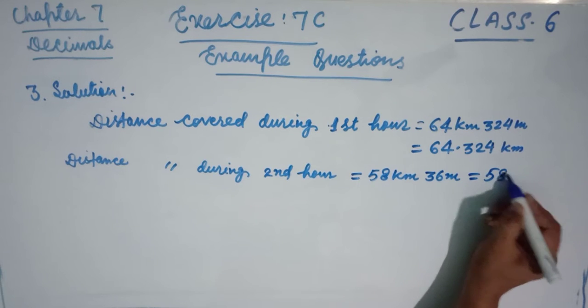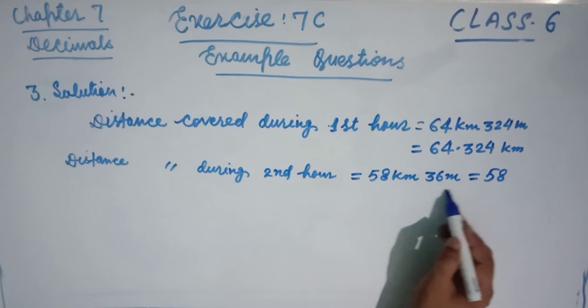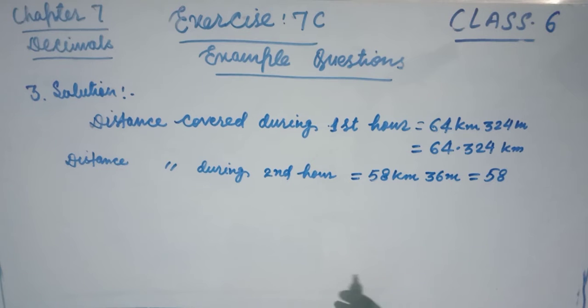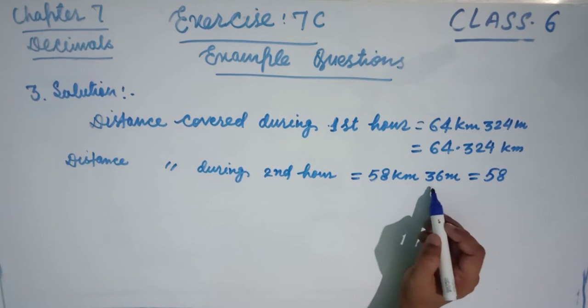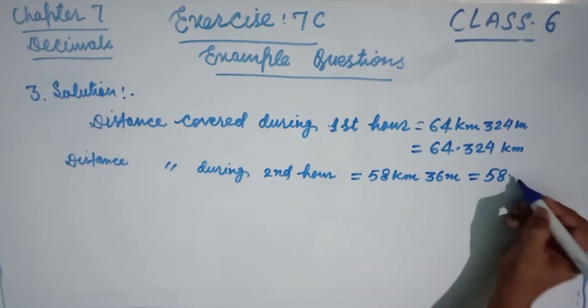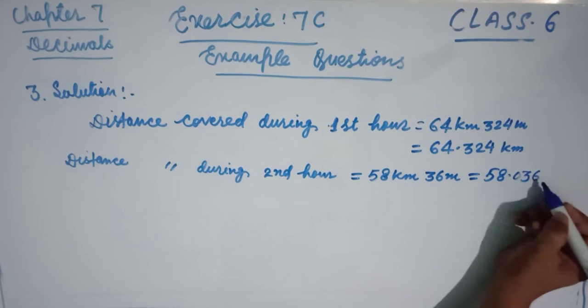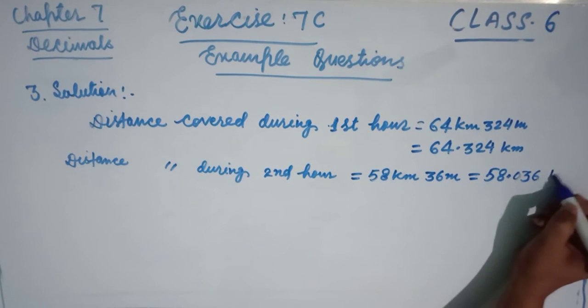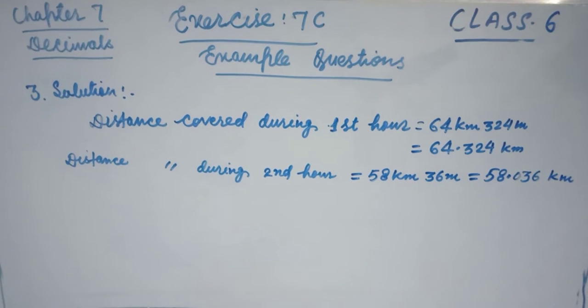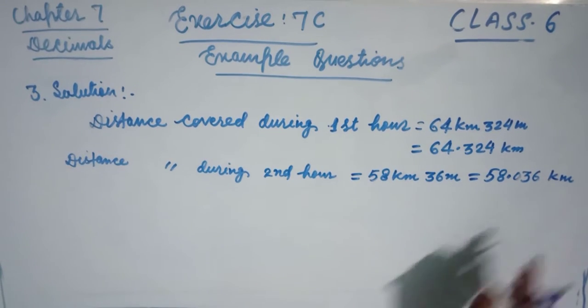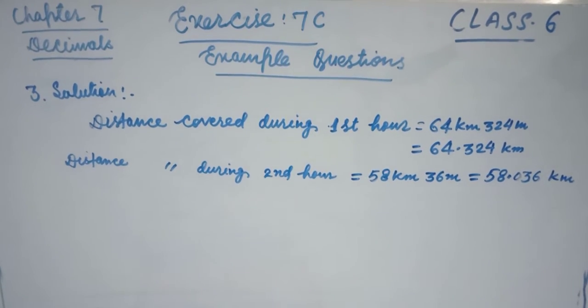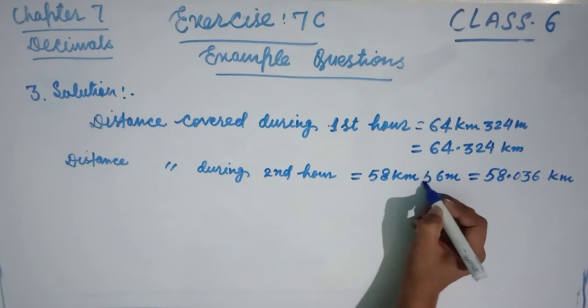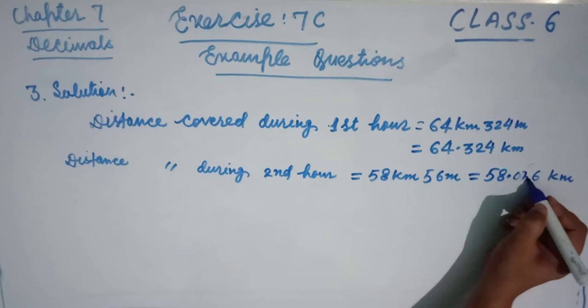Friends, remember, if you want to change meter into kilometer, we have to divide 56 by 1000 and you will get 0.056 kilometer. That means the total is 58.056 kilometer.